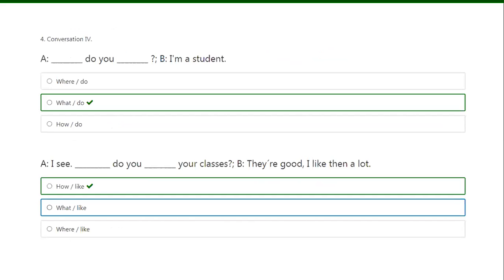Next, do you? I'm a student. So it's what do you do, right? The best that fits there. What do you do? I'm a student. Next, the answer says they're good. I like them a lot. So maybe I'm talking about the class. So I'm sorry that here there's a mistake because it's them. It should be an M here at the end. So the question, how do you like your classes? Pretty good, I like them a lot.